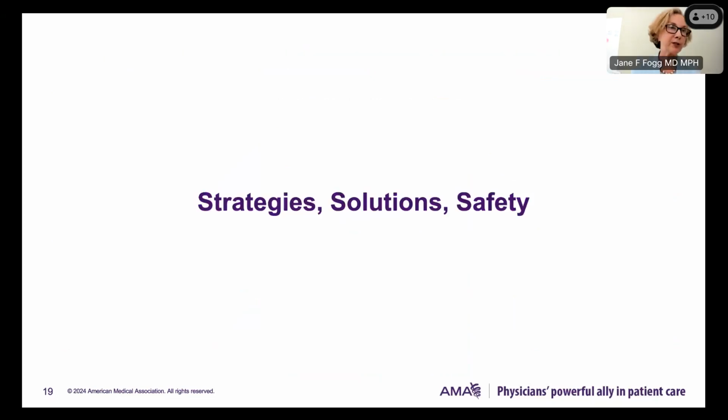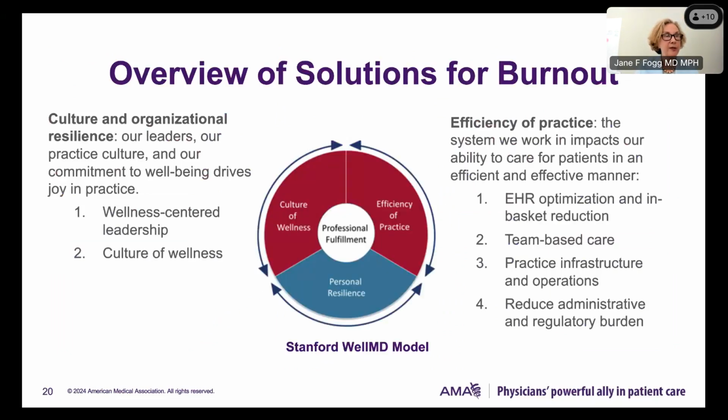So enough about how bad it is. These are the strategies and solutions that we like to think about. So this is a familiar framework for many, the Stanford Well model, which talks about an overall comprehensive strategy to working on burnout. And certainly in the bottom, personal resilience is an important thing to remember. But for many years, this was the main strategy by which we tried to mitigate burnout. Meditation, yoga, retreats, all of that. But it's simply not enough if the driver of the burnout is the system we're working in.